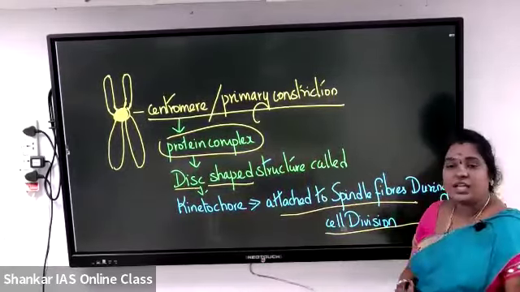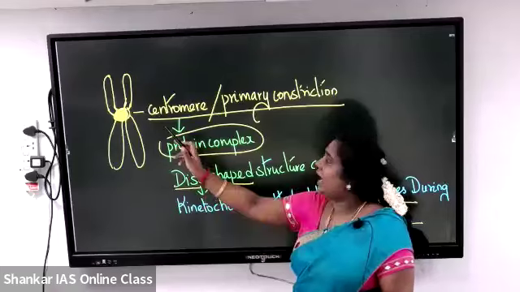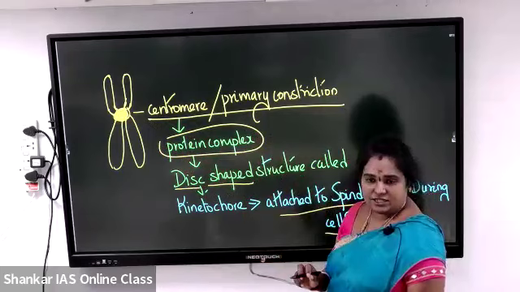During the process of the division. So we were talking about the chromosomal structure. The narrow constricted region, we call it a centromere. We call this a primary constriction.